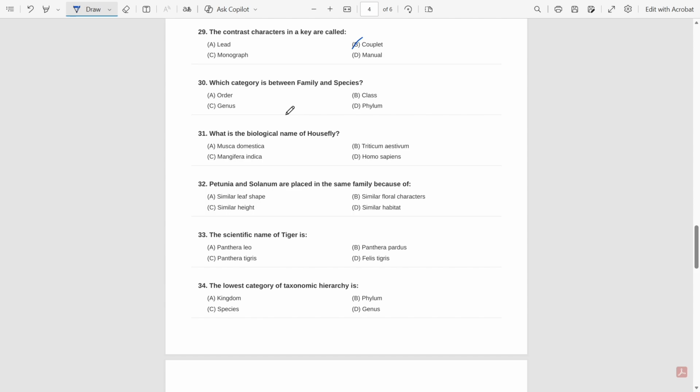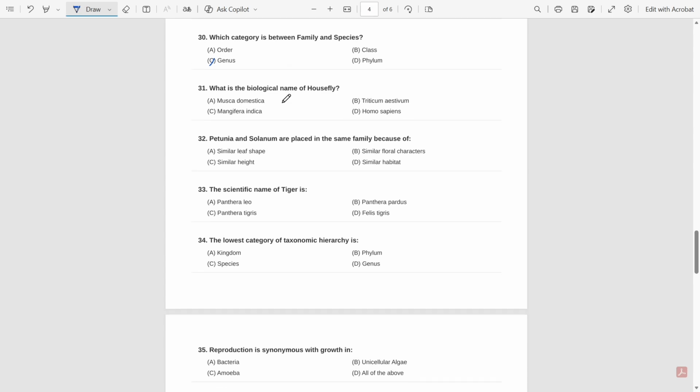30. Which category is between family and species? A. Order, B. Class, C. Genus, D. Phylum. C. Why the order is family, genus, species. 31. What is the biological name of housefly? A. Musca domestica, B. Triticum aestivum, C. Mangifera indica, D. Homo sapiens. A. Why Musca domestica is the scientific name for the common housefly.